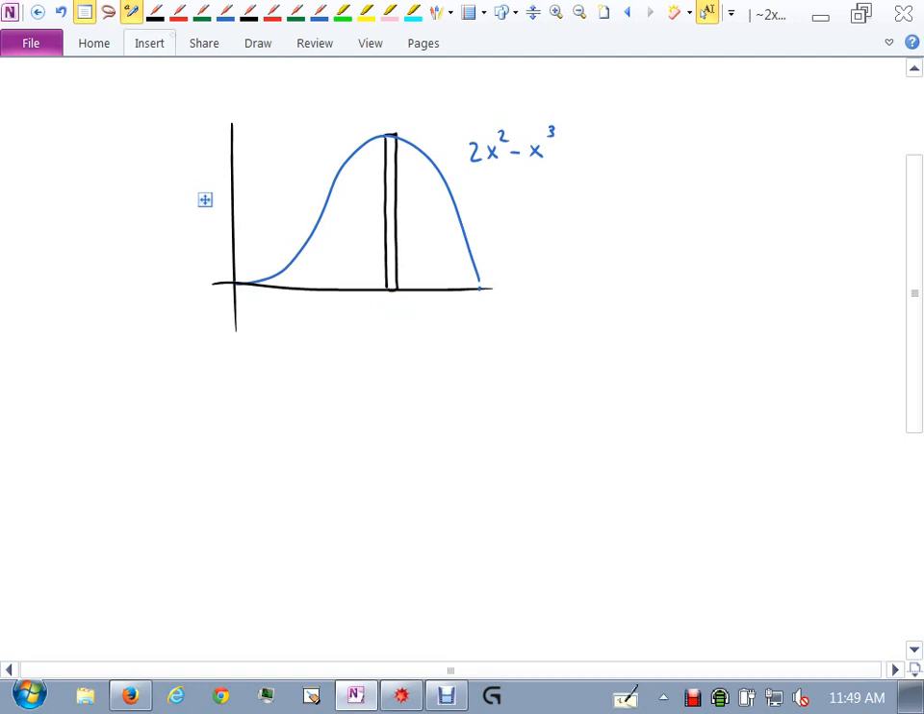So the volume, if I rotate this around the y-axis, notice I'm drawing my little axis of rotation here, will be 2 pi, the integral from 0 to 2 of x, then the top function, 2x squared minus x cubed, minus the bottom function, which is nothing, dx. And that's just a power function. Distribute the x through, and you're there.